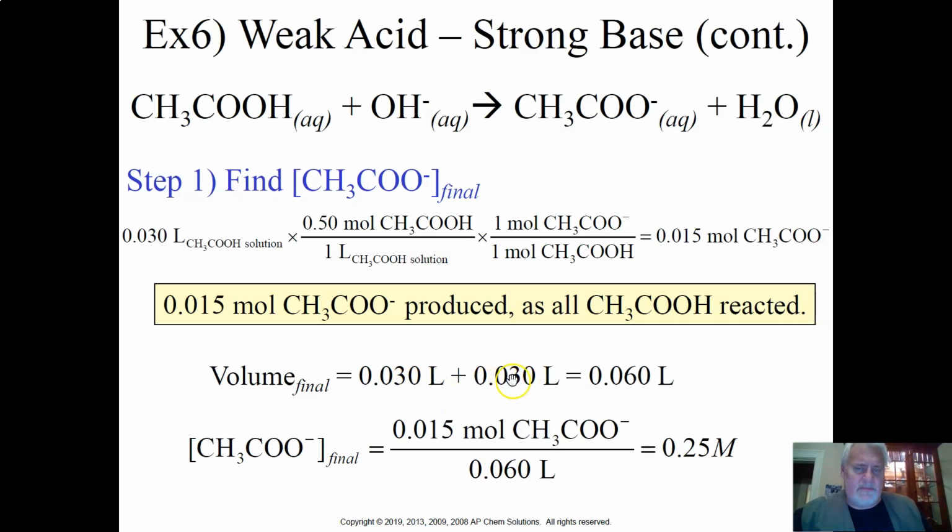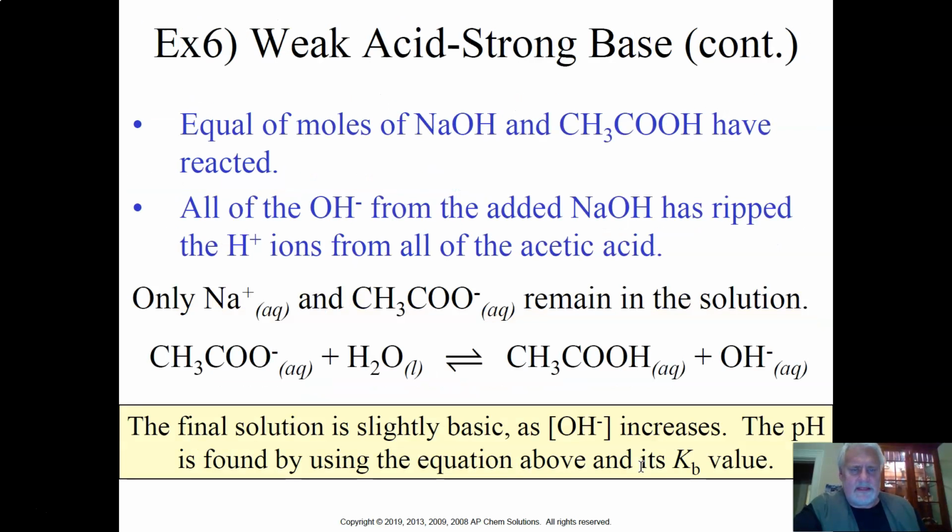So your total volume is the 30 milliliters. I think I might have said 300 milliliters before, but it's 30 milliliters. You add those up and you get 60 milliliters. And since the volumes and concentrations were the same, and this was the moles that you just figured out there, now you have your concentration of your acetate.